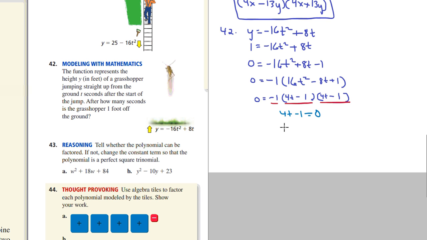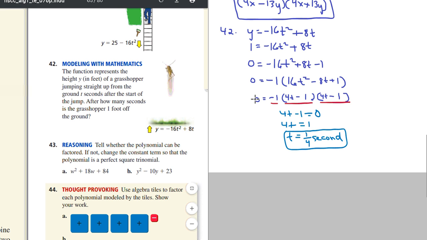Okay, so looking at this one, I add 1 to the other side, so I get 4t equals 1, and divide by 4, I get t equals 1/4. So the answer here is 1/4 seconds, or 1/4 second. That is when the grasshopper is 1 foot off the ground.